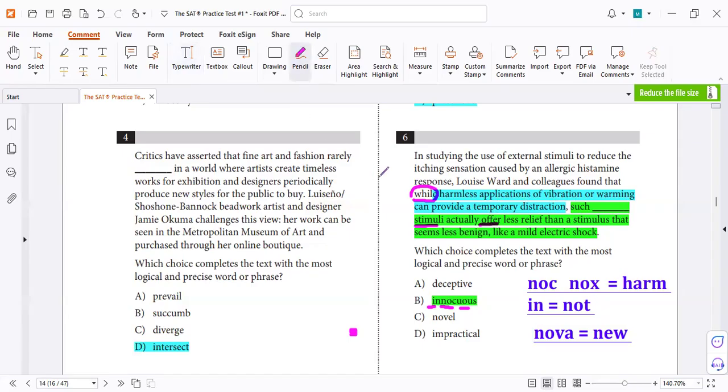So always follow the technique of the author. Opposite, so find the opposite, or find any evidence. It must be opposite. "Impractical" does not make sense. Deceptive how? It's negative, of course. He said here already, offer less relief than a stimulus. Feel it? So letter B is correct.